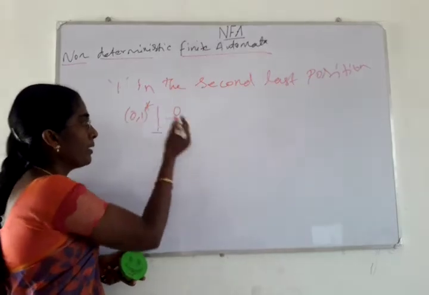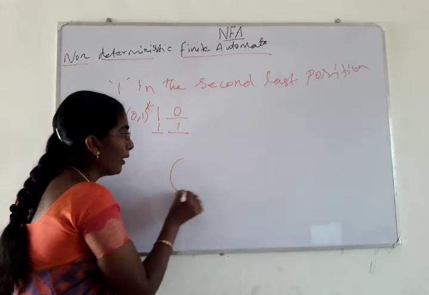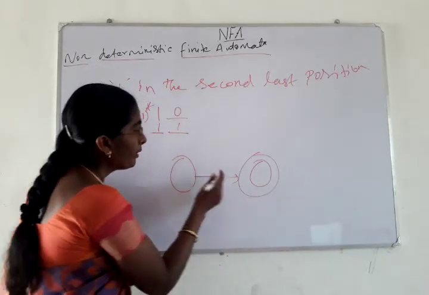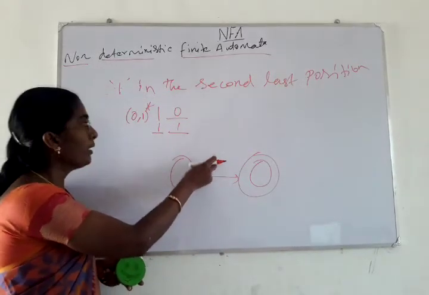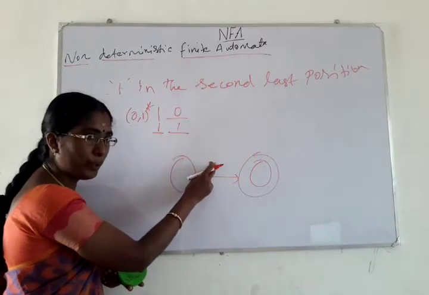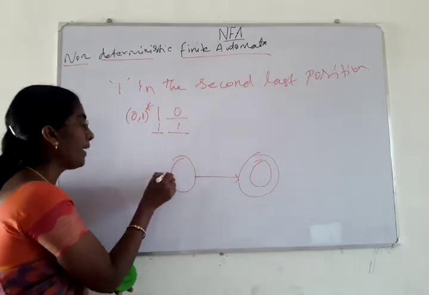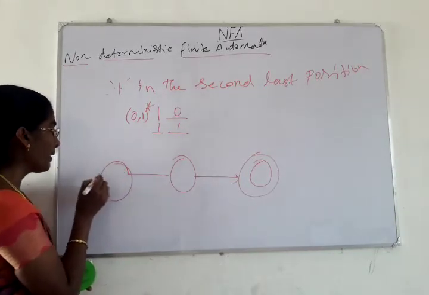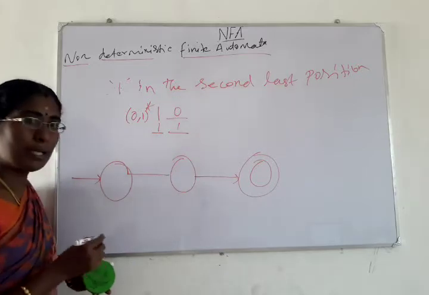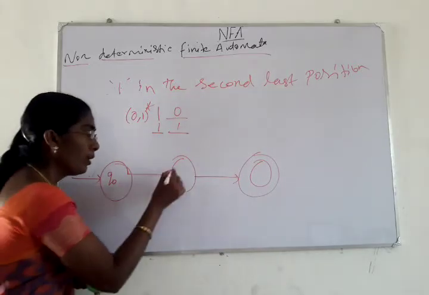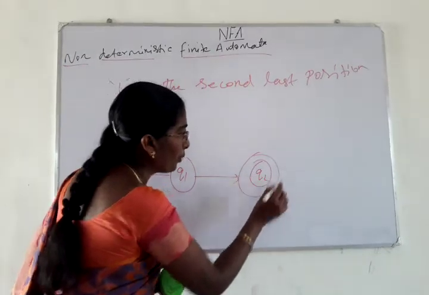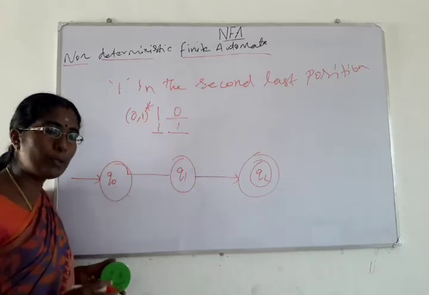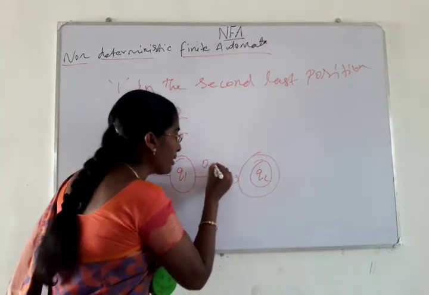Consider this 1 as the intermediate state. 1 in the second last position means, consider this as the last position's transition. That is, for this 0 or 1 we use this transition. Before this we have to make the transition for that second last symbol 1. That may be considered as the start state also, that is Q0, Q1 and Q2. Now Q2 will be the final state, and the last symbol is either 0 or 1, so we have transitions for this.